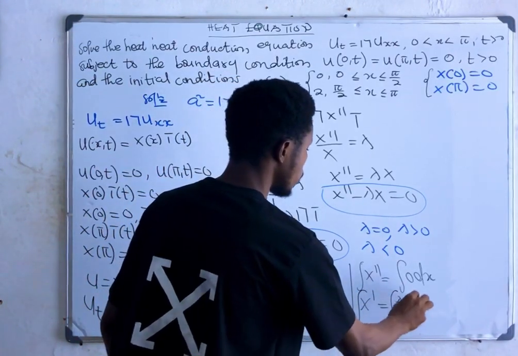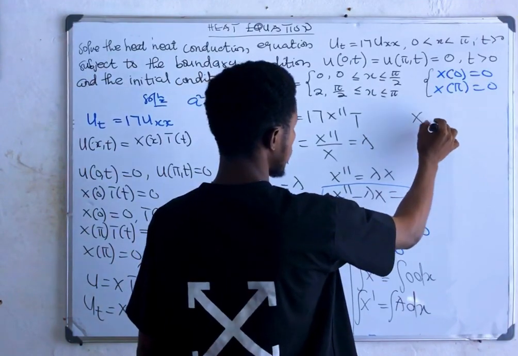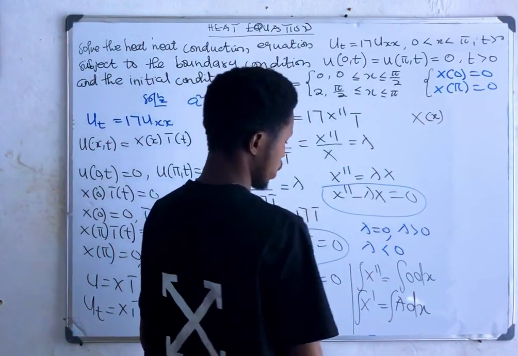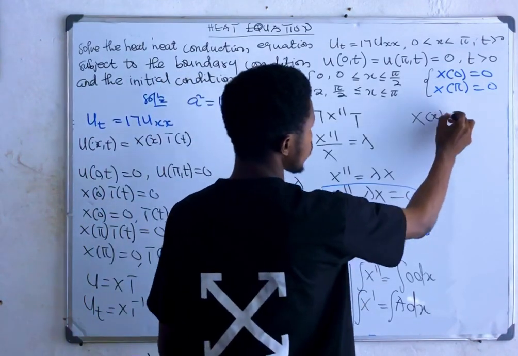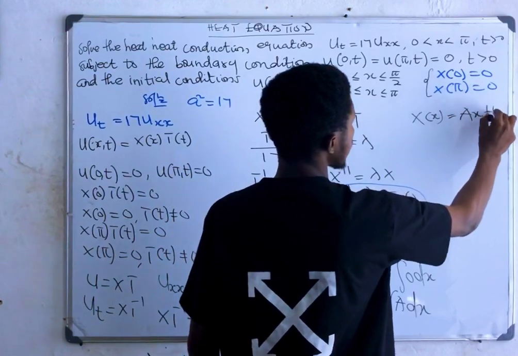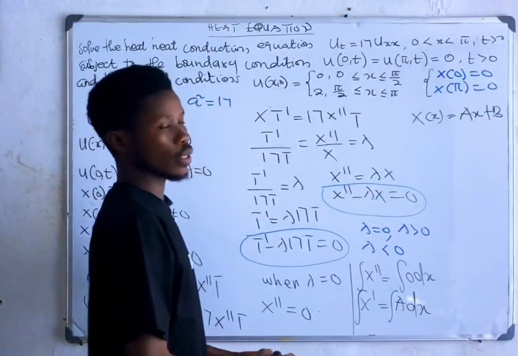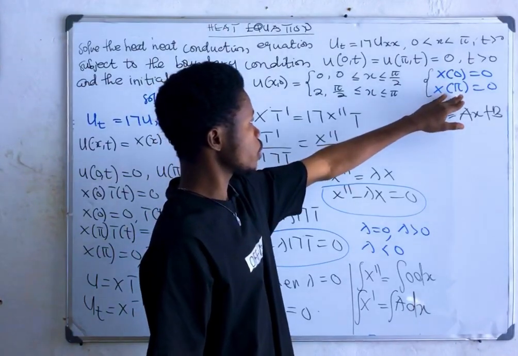I will integrate it again with respect to x. And when you do that, you have capital X of x. So if I integrate this, the function of x equals, this will give you what? Ax plus another constant. Let's use b. Is that okay? Now, there was a condition that was set here.